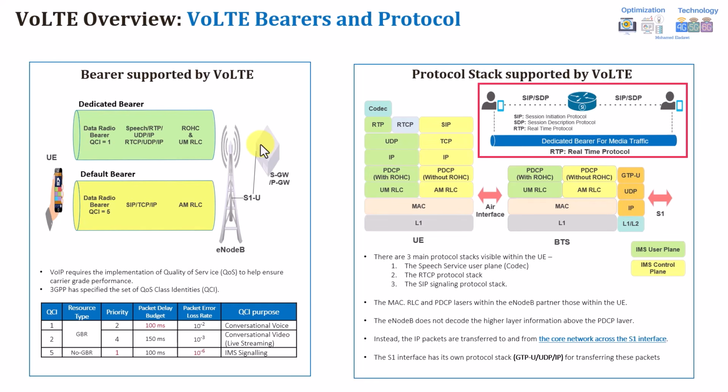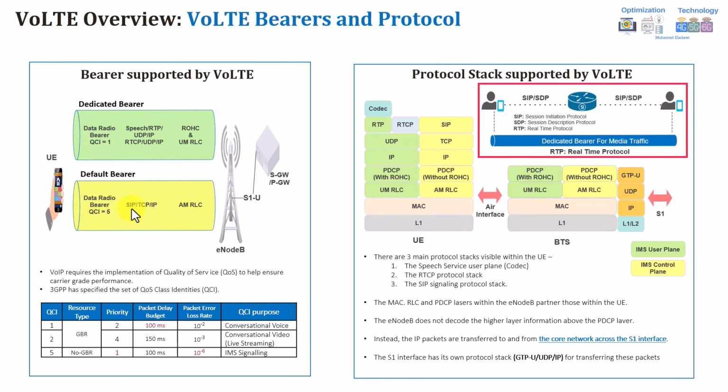Okay, in this slide, we are discussing two important concepts: first, what kind of bearers we have in VoLTE, and second, what different protocols we have. As you can see on the left side, there are two different bearers supported by VoLTE. The first one is called the default bearer, which is QCI 5, and it is responsible for all the SIP signaling transferred between the users and the IMS network. It will all be done through QCI 5.